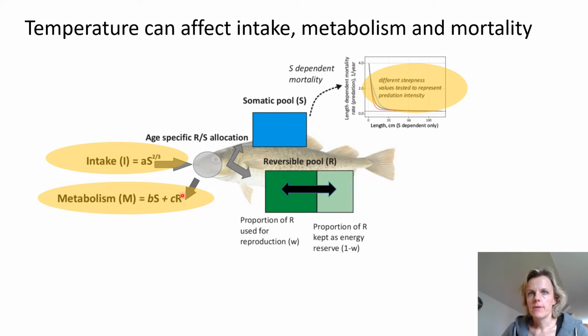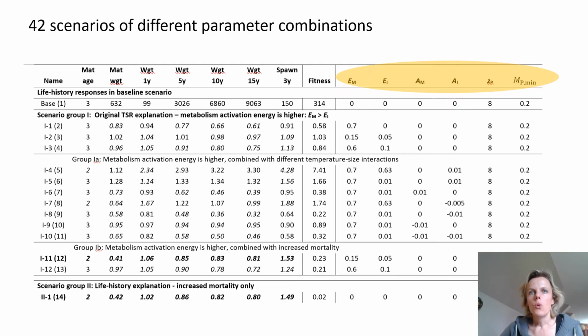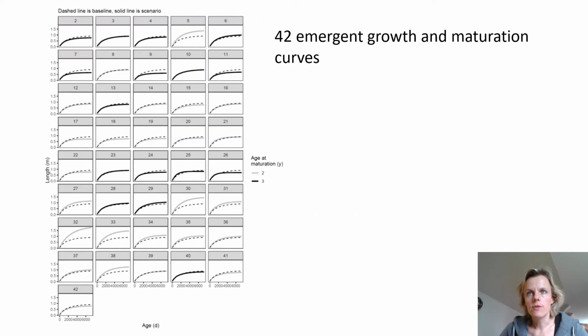We allowed metabolism, intake and size-dependent mortality, which is like a natural predation mortality, to scale depending on temperature, and also to scale depending on body size. So we're allowing this temperature-body size interaction of scaling. We looked at 42 different scenarios and parameter combinations, which is a lot of them. You can actually read this later. And with 42 parameter combinations, we got 42 scenarios and 42 emergent growth and maturation curves.